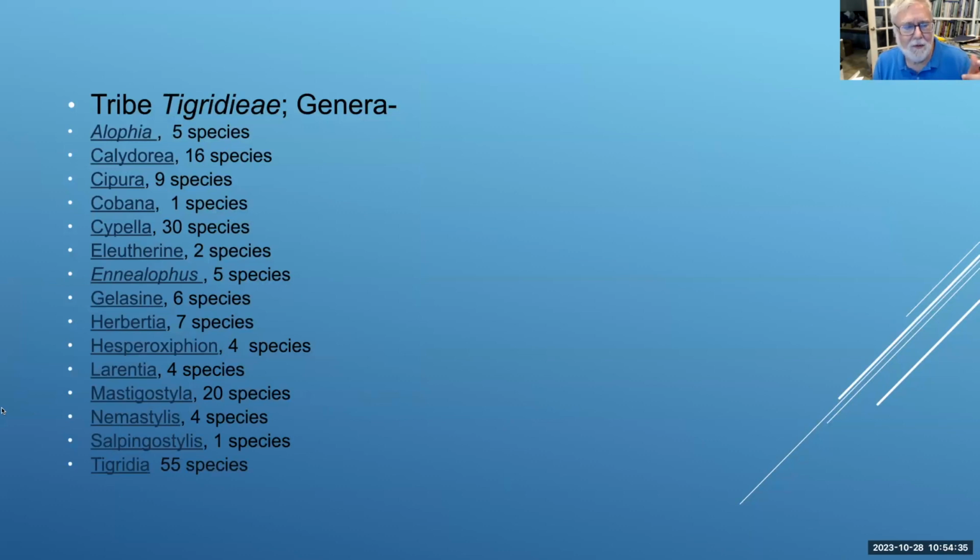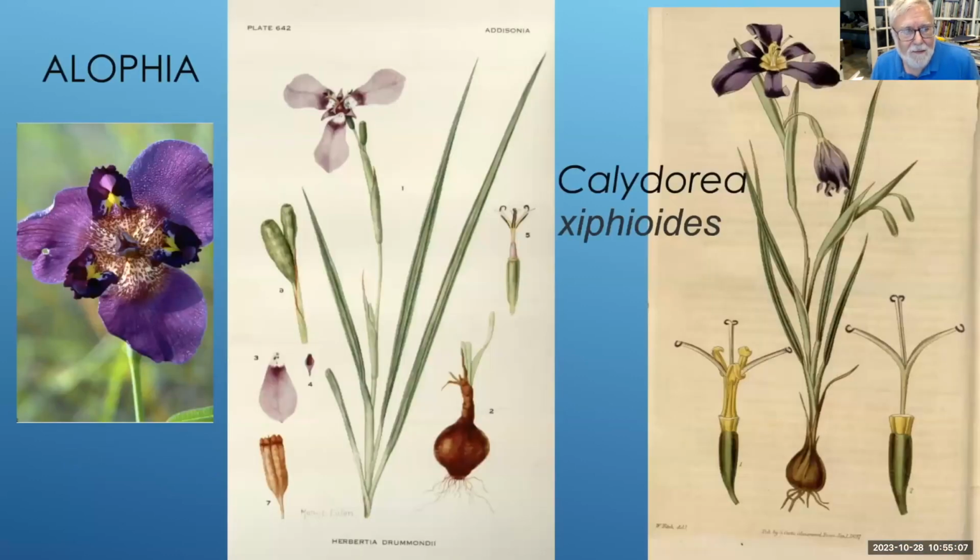And by the way, the group before this had Iris in it, but I've skipped over Iris because you all know Iris. And the Tigridia have all these genera. None of them are really important genera exactly, except probably Cypella, which looks a lot like the Trimesias, and Tigridia, which has 55 species. But they're interesting individually. So let's go through real quick. Take a look. Alophia. Rodney Barton grows this down in Texas. It's a native to that area.